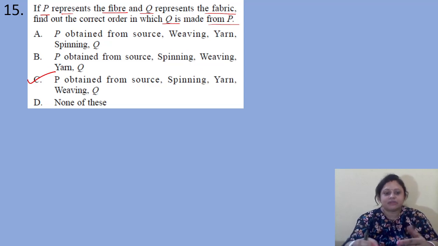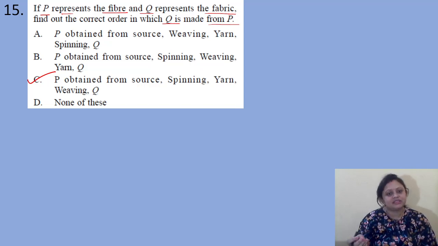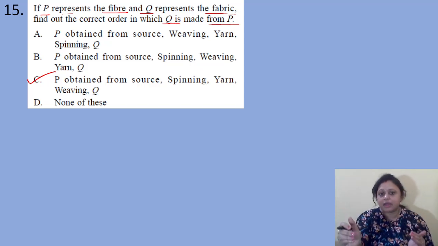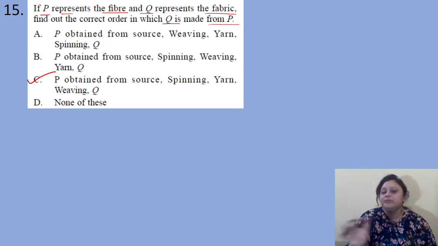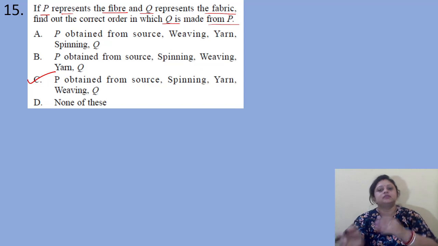So here the correct answer is option C. P, that is the fiber, is first obtained from the source. After that spinning is done. We get the yarn. Then weaving is done. After that we get the fabric, that is Q. So option C is the correct answer.